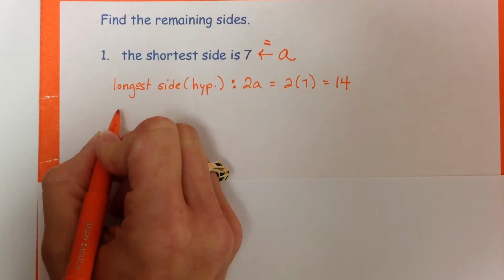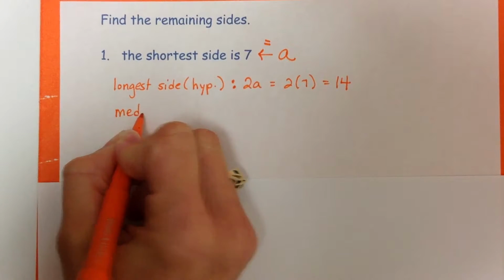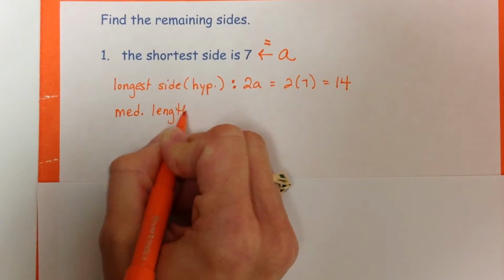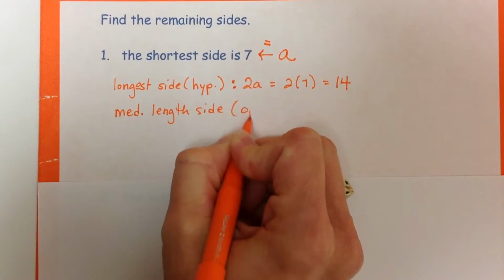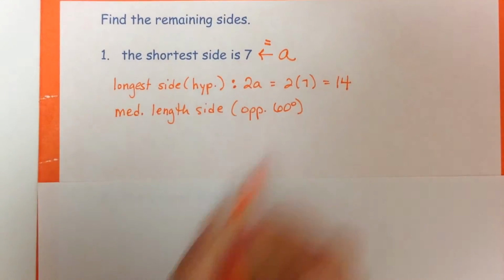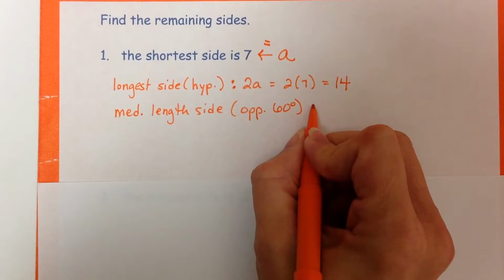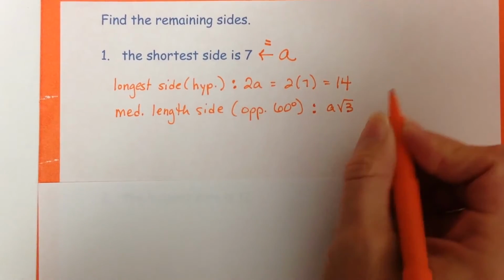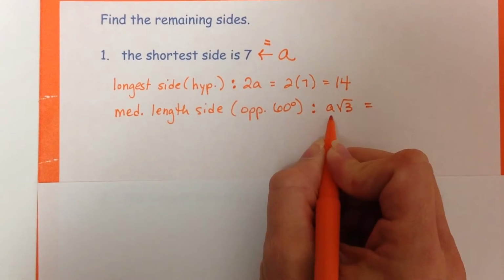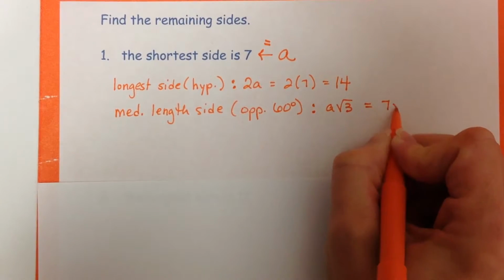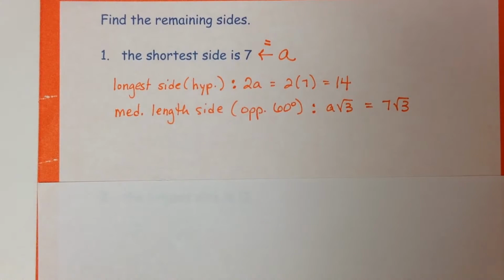Okay, next we're going to get the side that is the medium length side, which is also opposite the 60-degree angle, and it's referred to different ways, so that's why I'm writing down it's the medium length side, but it's also referred to as the side opposite the 60-degree angle. So the expression that I gave you for that was A square root 3. So again, we know that A is 7, so my answer would be 7 square root 3. So that would be the remaining sides. You're going to be given one, and you have to find two of them.